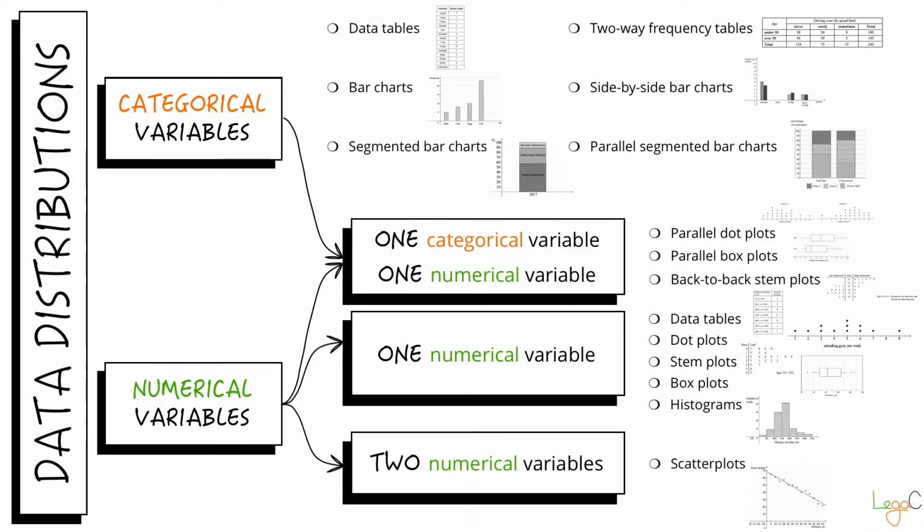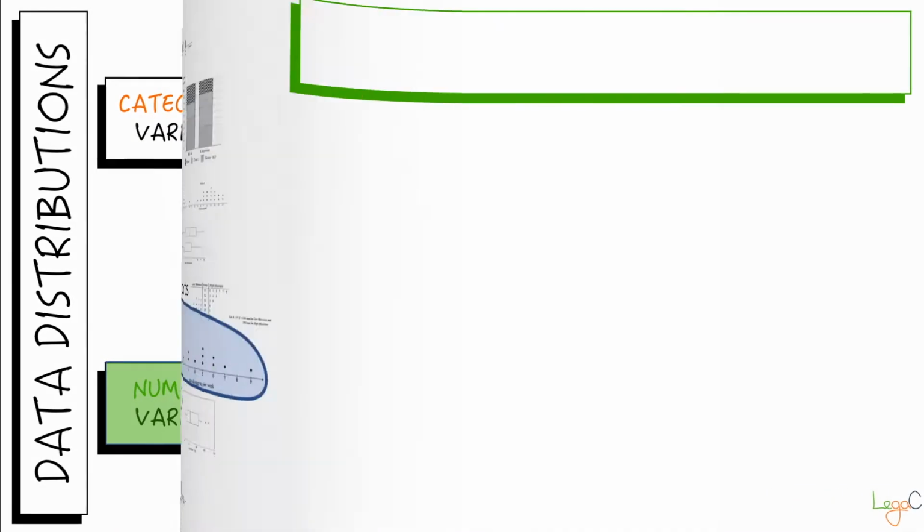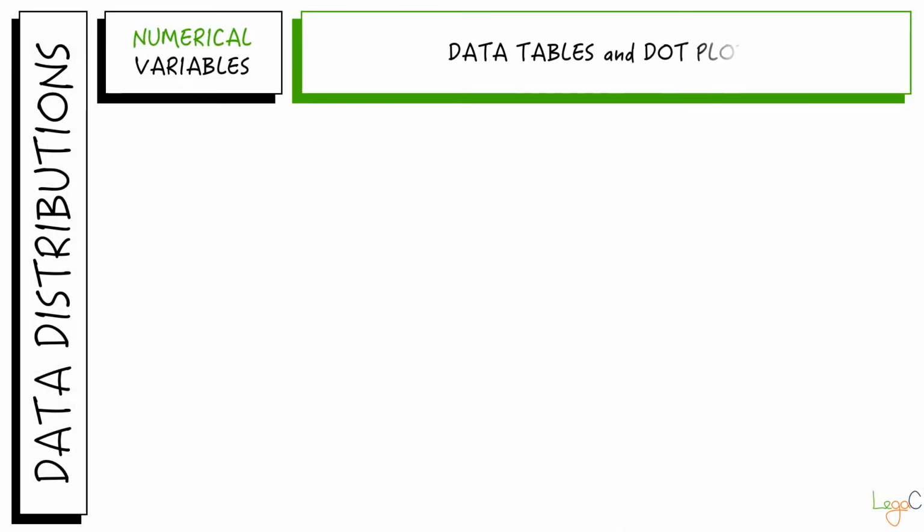Data distributions for numerical variables. Let's start with the case when we have only one numerical variable. First, we are going to look at data tables and dot plots. We are going to do this by looking at question 1.